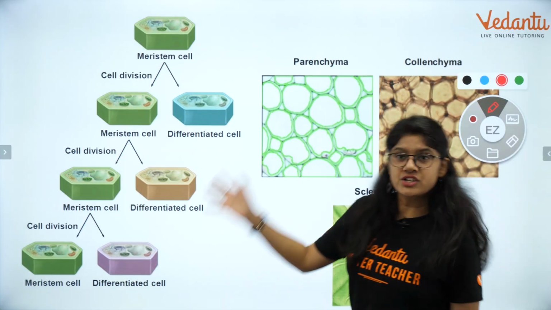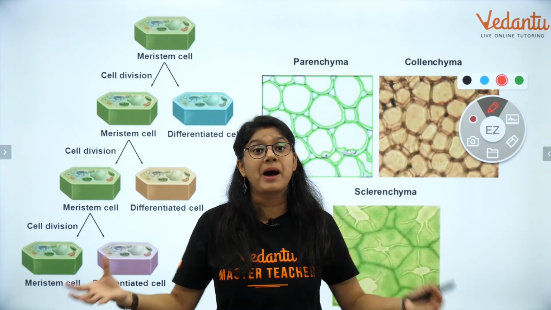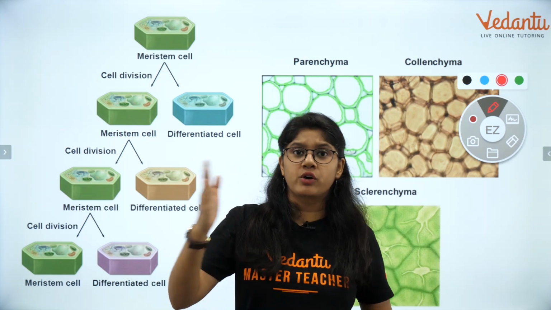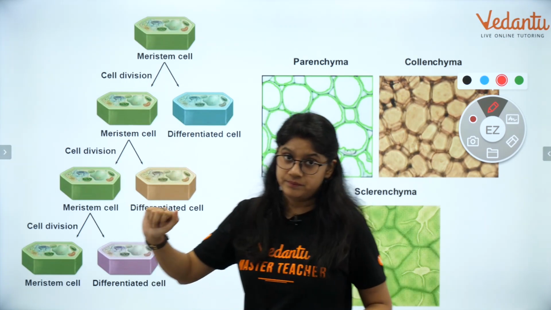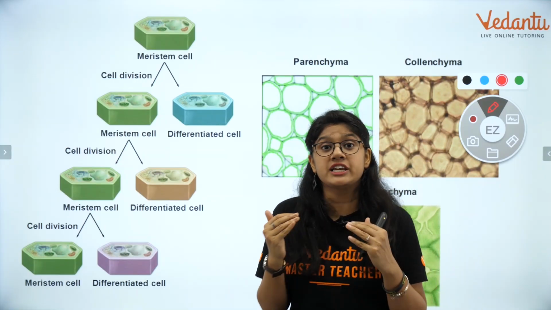Okay, what are tissues? We know that tissues are nothing but a group of cells combining together and forming a tissue. Tissues form the organ, the organ system, and so on. Okay, so we are clear with the tissues part. Now let's see what is differentiation.